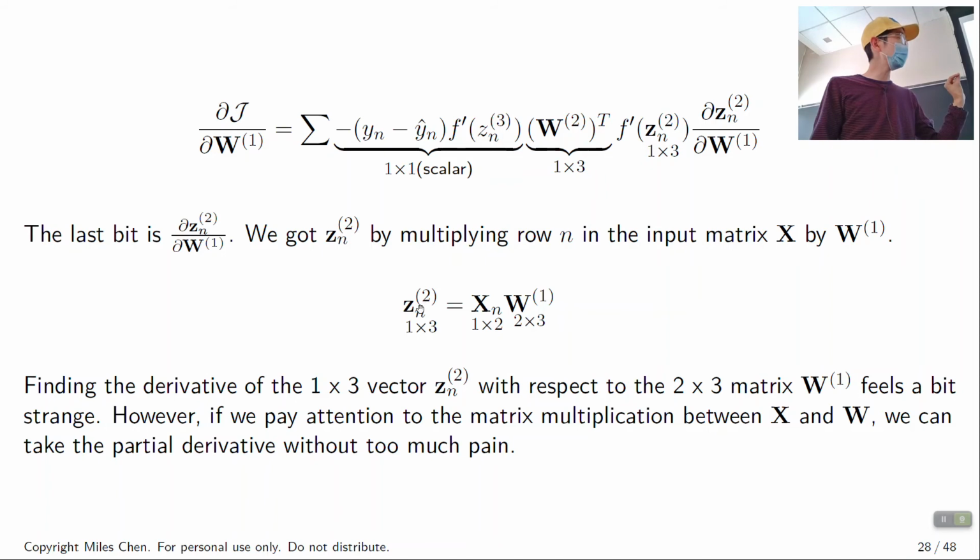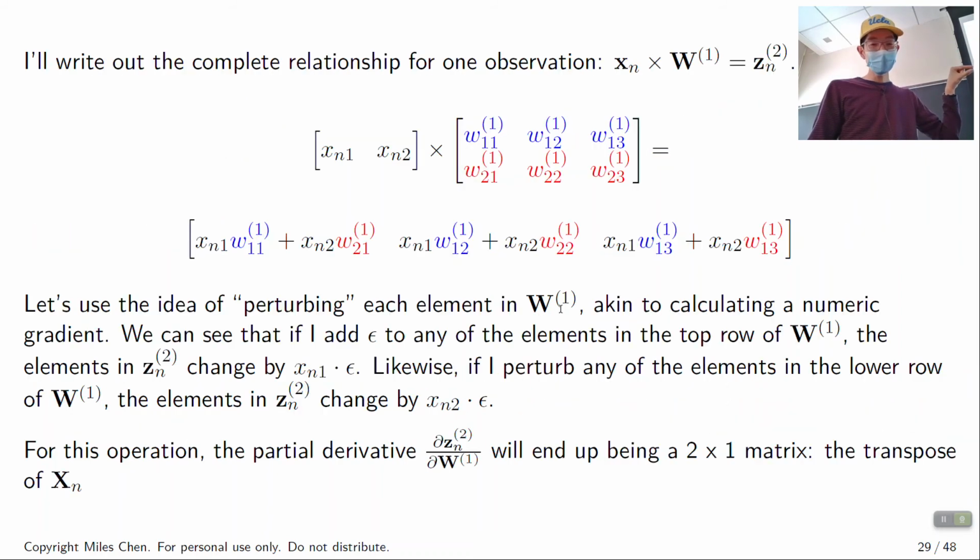Remember, the nth row of Z2 is a 1 by 3. So I've got a 1 by 3 vector, and the way we're getting that is by doing matrix multiplication between a 1 by 2 and a 2 by 3. If we think about what elements go into the result, when I multiply these things, the first element is this times this plus this times this. That's the first element. The second element is this, and the third element is this.